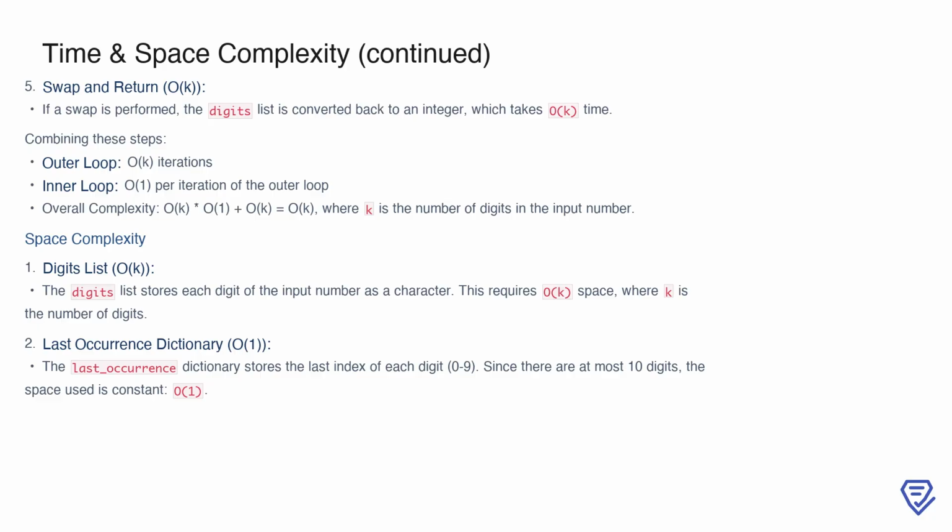Moving on to space complexity, the most significant contributor is the digits list, which stores all the digits of the number as characters. This requires O(k) space. Additionally, the last_occurrence dictionary stores the last index of each digit, but since there are only 10 possible digits, the dictionary uses constant space, or O(1).